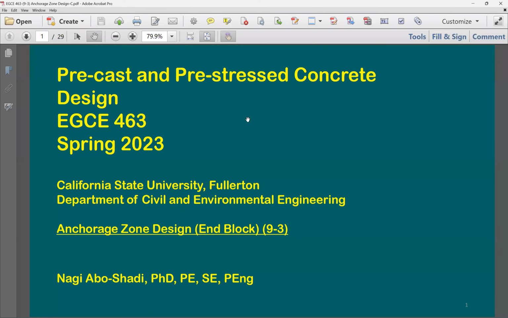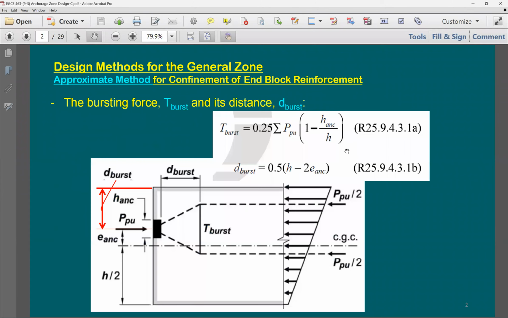Now the following slide set to continue. Same slide that we have in the previous slide set. The amount of tension force is going to be 25% of the total force applied on the anchor. You can reduce it a little bit with this factor, and this reduction is because of the size of the plate. If you have a bigger plate, you're going to have more reduction. If you assume that you're going to have zero height of the plate, you're going to have 25% of the total force.